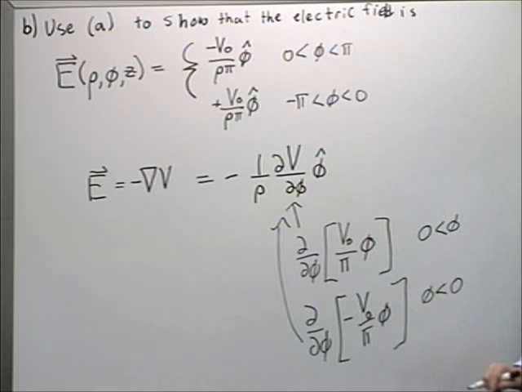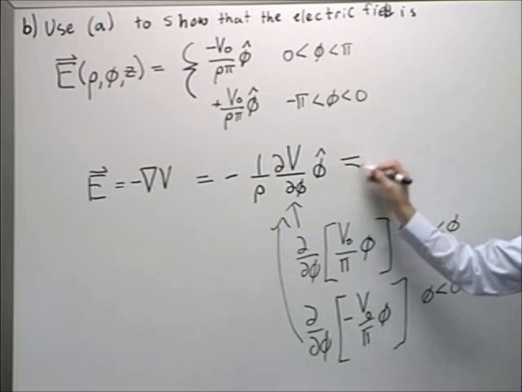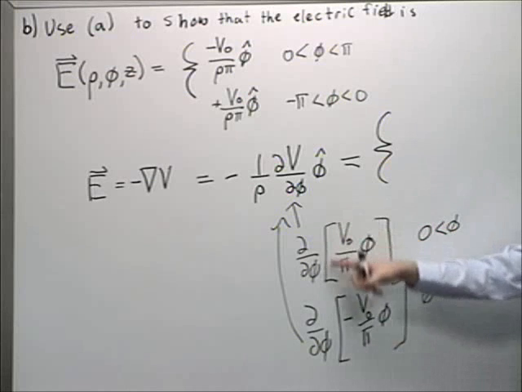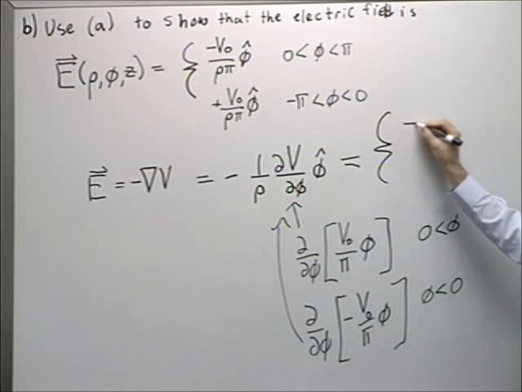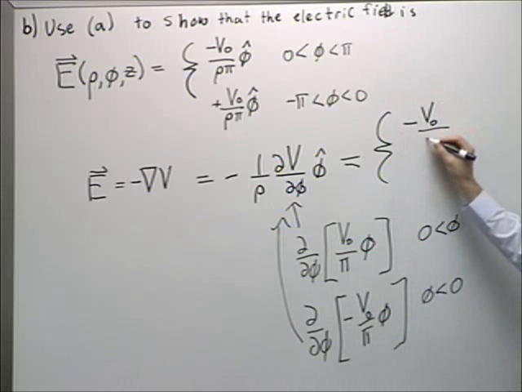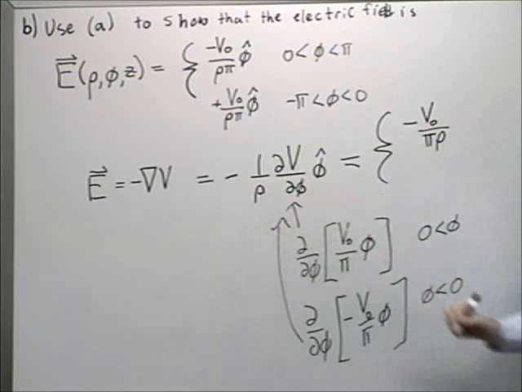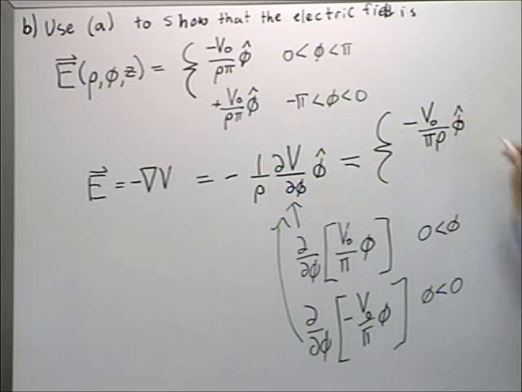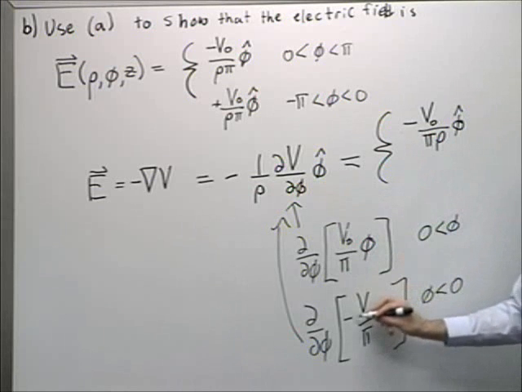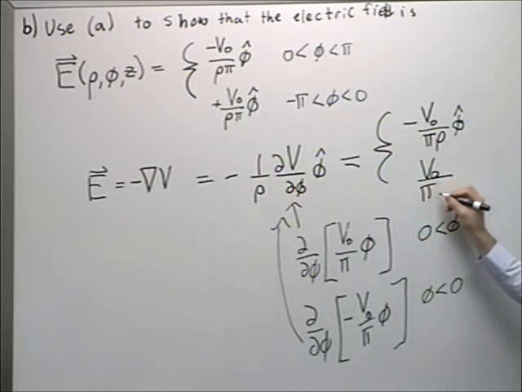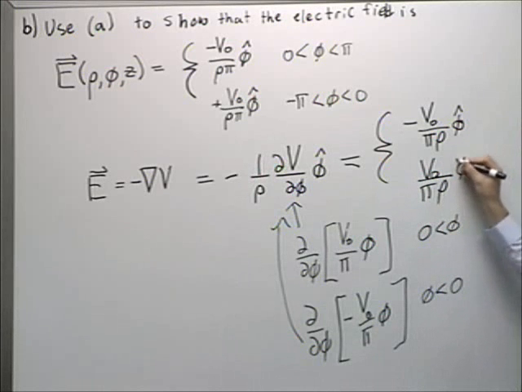Everybody understand how I did that, right? Either way, this is a trivial derivative to take. I'm just differentiating with respect to phi. My final answer is going to be, well, if I differentiate this constant times phi with respect to phi, I just get the constant. So it's going to be minus V naught over pi rho, the constant divided by my rho. Can't forget that term. Stick it on the phi hat. And when I'm over here, I've got a minus here. That's going to cancel with that minus sign. Otherwise, I get the exact same term. V naught over pi rho, stick it on the phi hat.